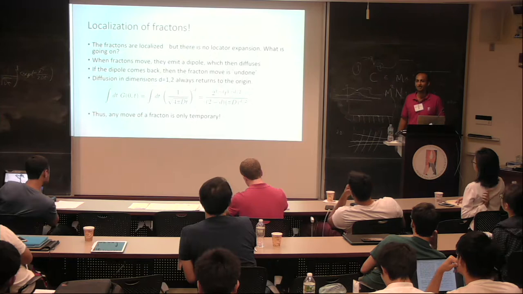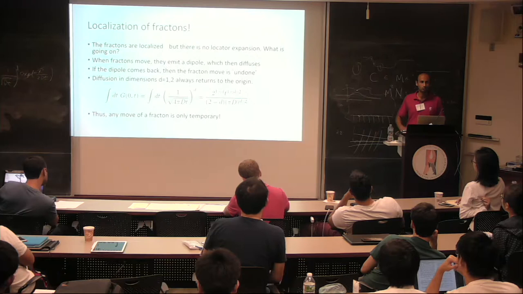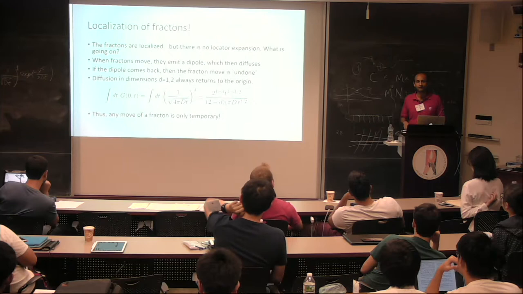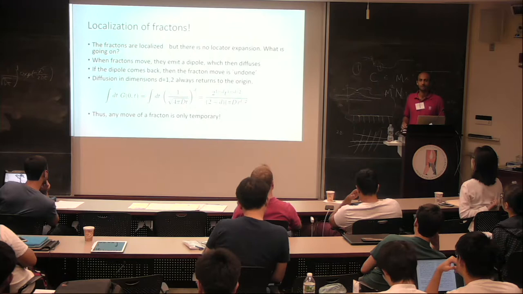And in consequence, there are no permanent moves for the fracton. You can move a charge by spinning out a dipole and having that dipole wander off, but that's only temporary, because pretty soon the dipole will come back. And then your charge hop will be undone, and you'll be back to the original position.